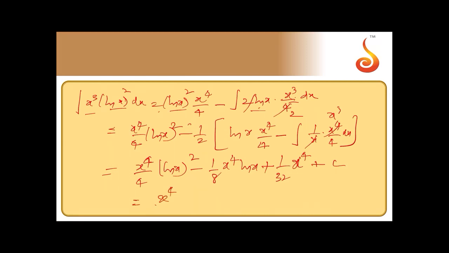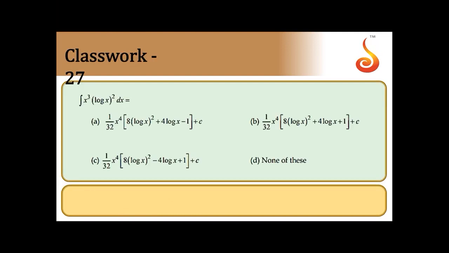So you will be getting x power 4 divided by 32 taken common. 32 means 8 times (log x) taken whole square minus 4 times log x plus 1 plus constant. 8 (log x) whole square minus 4 log x plus 1. I hope it is option C.